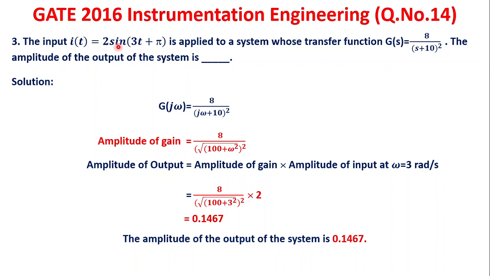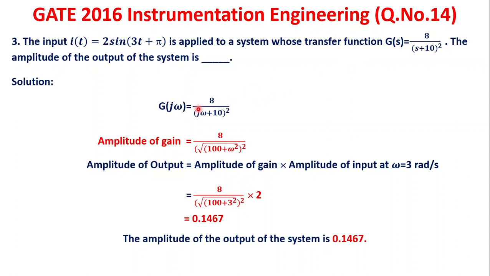The input i of t equal to 2 sine of 3t plus pi is applied to a system whose transfer function G of s is equal to 8 by (s plus 10) the whole square. The amplitude of the output of the system is dash. So they are asking the amplitude of the output. So find out the gain. What is the gain? Before that, we have to find out the sinusoidal transfer function.